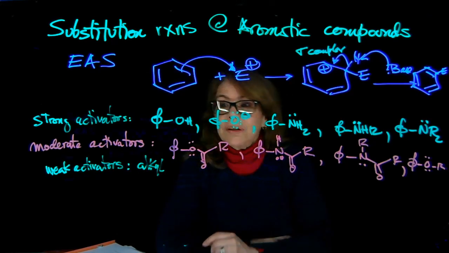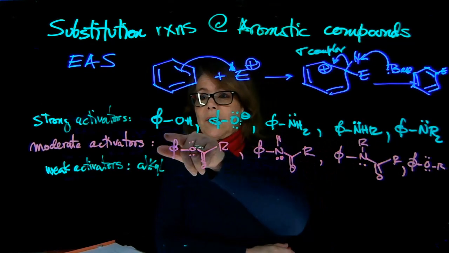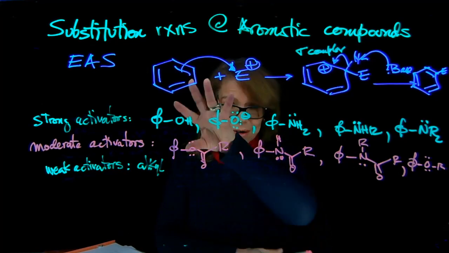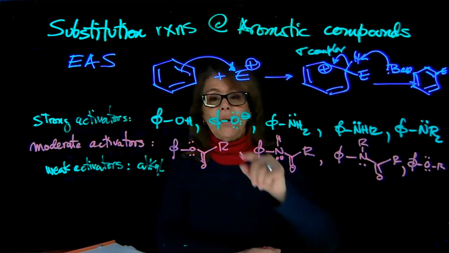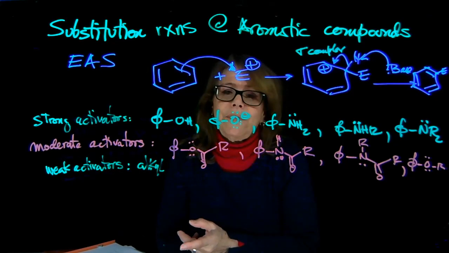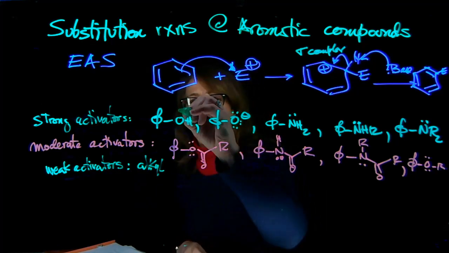Here we have several groups that could be substituents at the aromatic ring. What I'm using here is the abbreviation for the aromatic ring, like the phenyl ring. So strong activators, if you have directly attached to the ring the OH, like in the case of phenol, that's a strong activator. Remember that you always can do resonance.